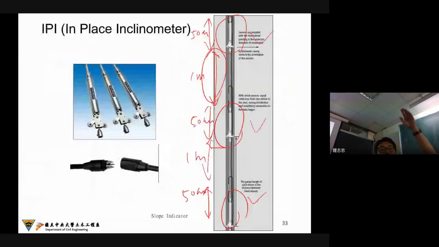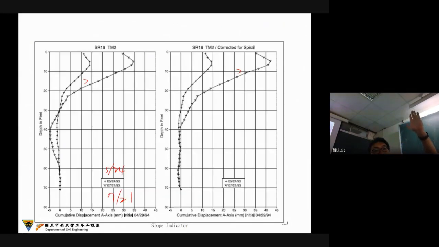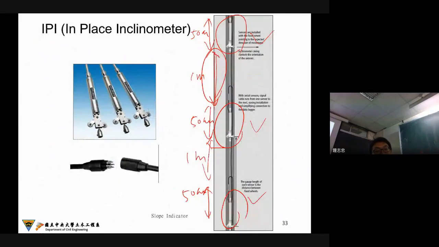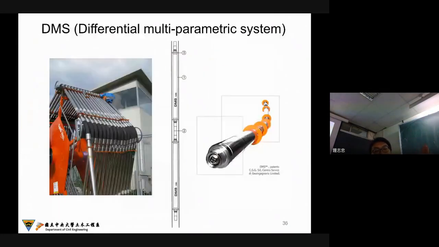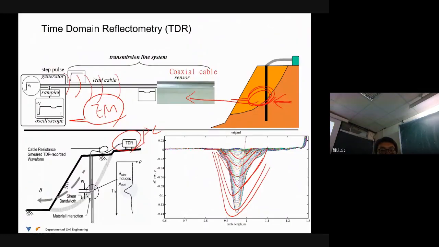So I already showed you some of the methods to determine the depths of the landslide: from the inclinometer, okay, and also the IPI for automation, and SAA, DMS, and of course, in addition, the TDR. These are the most useful and common sensors so far to detect the depths of the landslide.